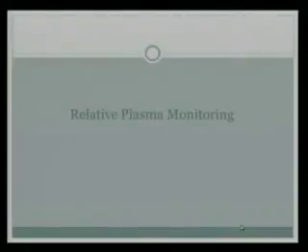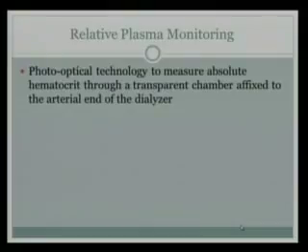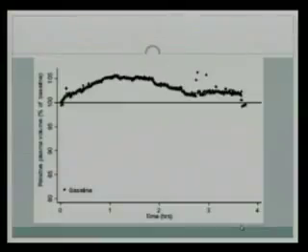So the next strategy that I'm going to discuss is relative plasma monitoring. And this is also known as the crit line monitoring. And basically this uses photo-optical technology to monitor absolute hematocrit throughout the dialysis treatment. So you're looking at changes in the plasma volume throughout the treatment. So this is an example that I found in the literature which really shows how crit line works.